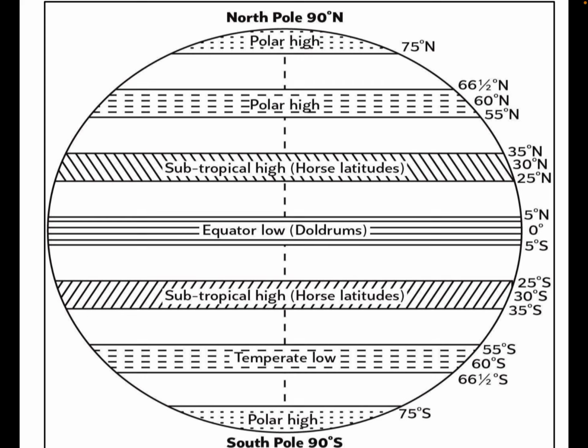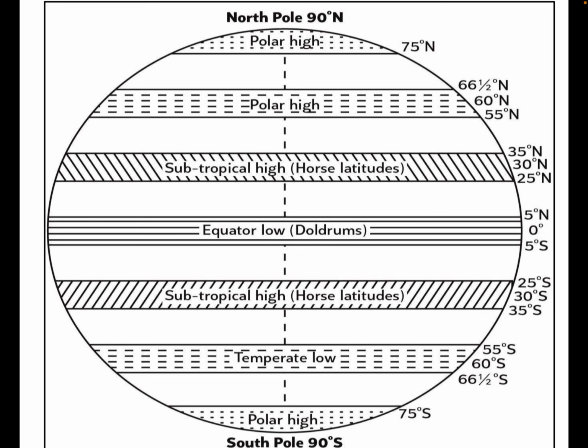So it is all about the ITCZ. Now the major topic is atmospheric circulation. Atmospheric circulation means the circulation of atmosphere, mainly that wind circulation. It is classified into three types.